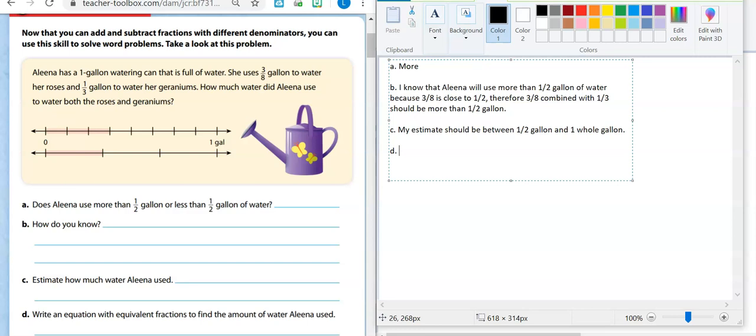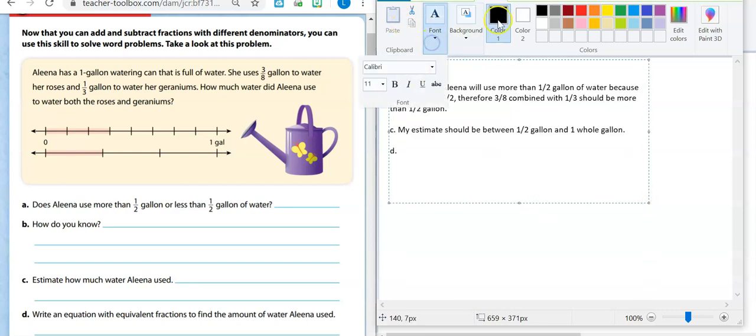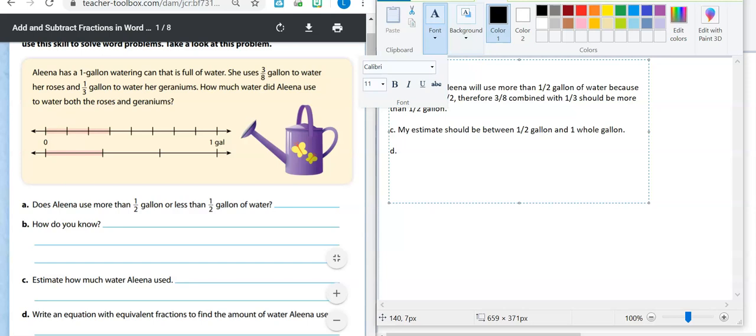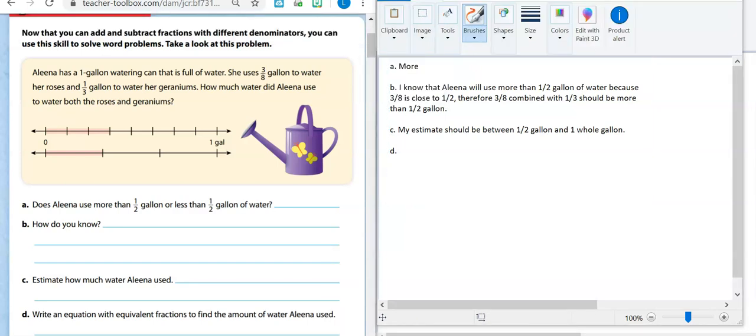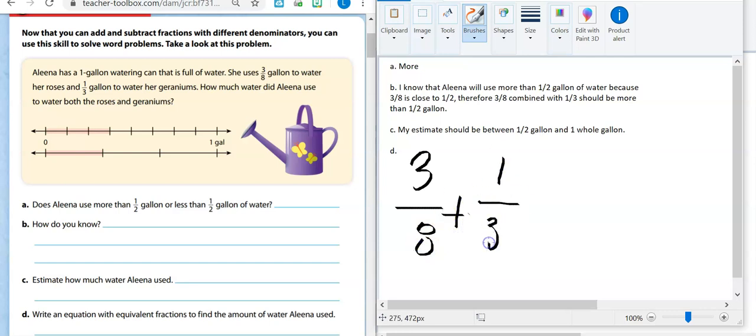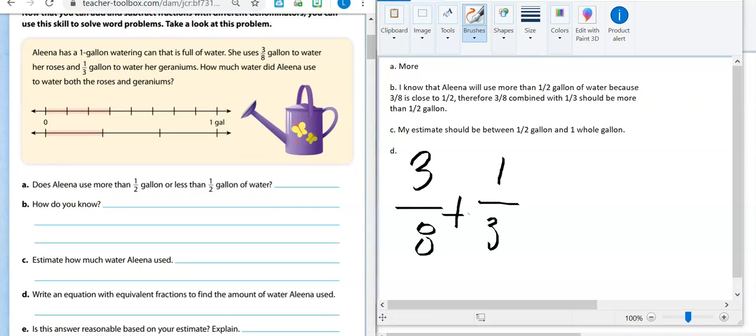in fact correct. So for part D, it says we're going to write an equation with equivalent fractions to find the amount of water used. So let's go ahead and write our equation. So our equation would be 3/8 plus 1/3. Now let's pause. So let's look at our equation written. We have 3/8 plus 1/3.